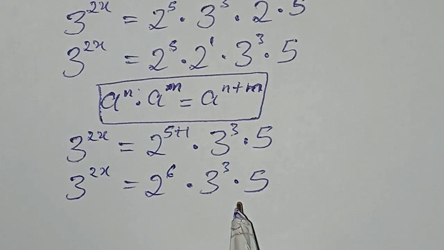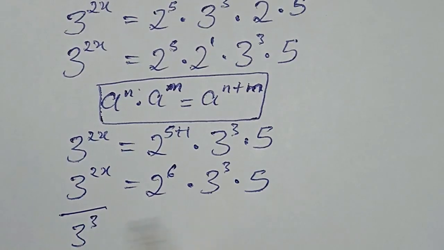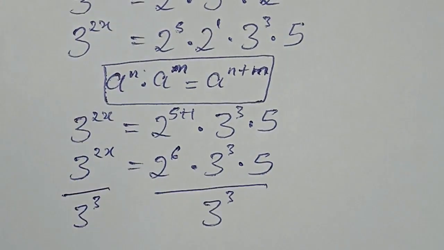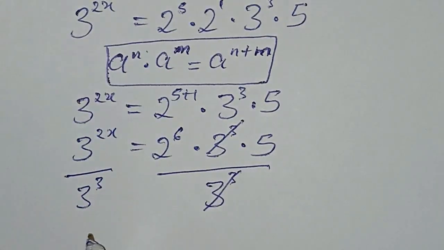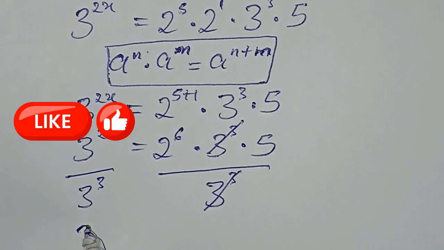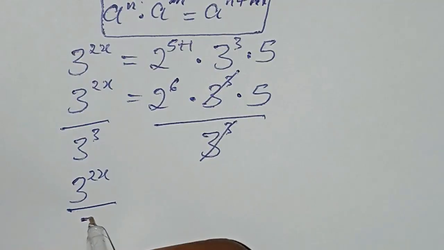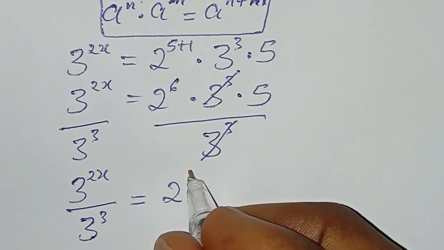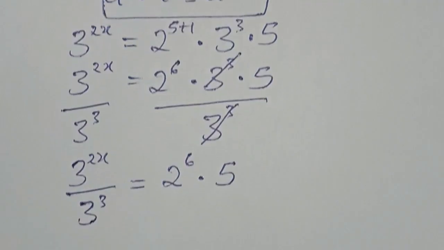Let's divide both sides by 3^3. So we have 3^3 here and 3^3 over here. So this cancels out with this, and this cancels out with this. Then we have 3^(2x) over 3^3 is equal to 2^6 multiplied by 5.